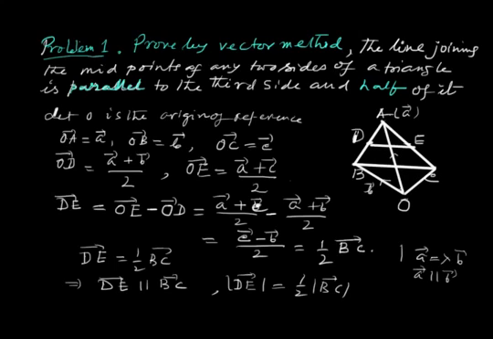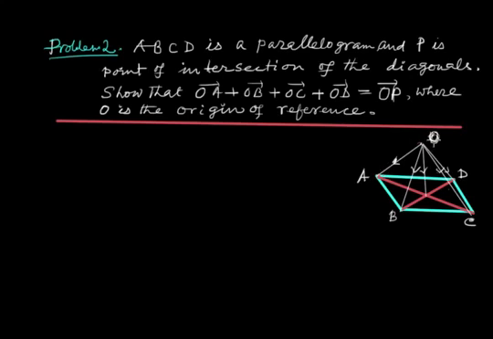Our next problem is, ABCD is a parallelogram. P is the midpoint of the intersection of the diagonals. So this is our P. Now we have to prove that OA plus OB plus OC plus OD is equal to 4 times OP, where O is the origin of reference. So this also we can do.